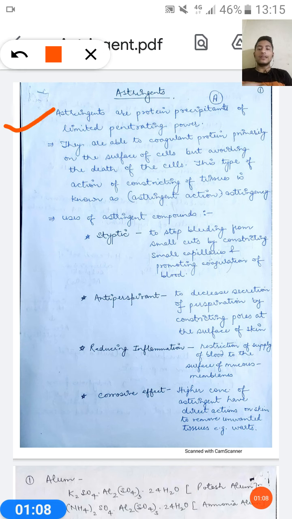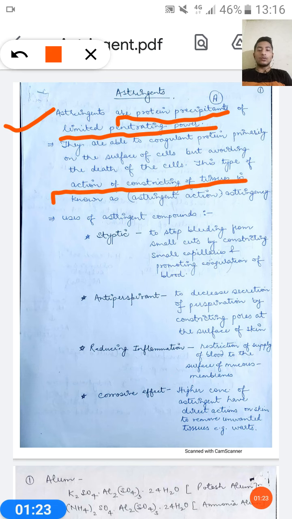Now we have to discuss the definition. Here it is written that the astringents are protein precipitants. This is the important point of limited penetrating power. They are able to coagulate protein primarily on the surface of the cell, but avoiding the death of the cell. So this type of action of constricting a tissue is known as the astringent action. So this is the definition of astringent.